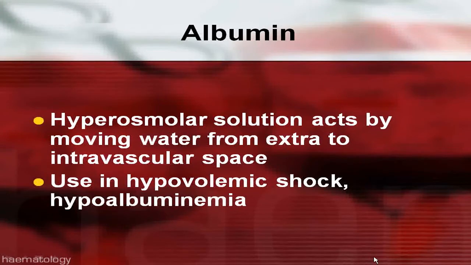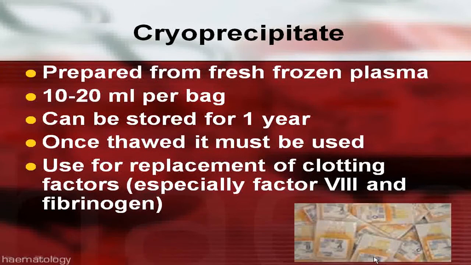It's hyperosmolar. And again, it keeps the water in the circulatory system as opposed to allowing it to leak out into the intravascular space. They use it for hypovolemic shock or hypoalbuminemia. And if it's hypovolemic shock, giving albumin will cause water to pull out from the tissues into the circulatory system. Okay, and keep it there. Would you also infuse, like, saline or something in that situation?